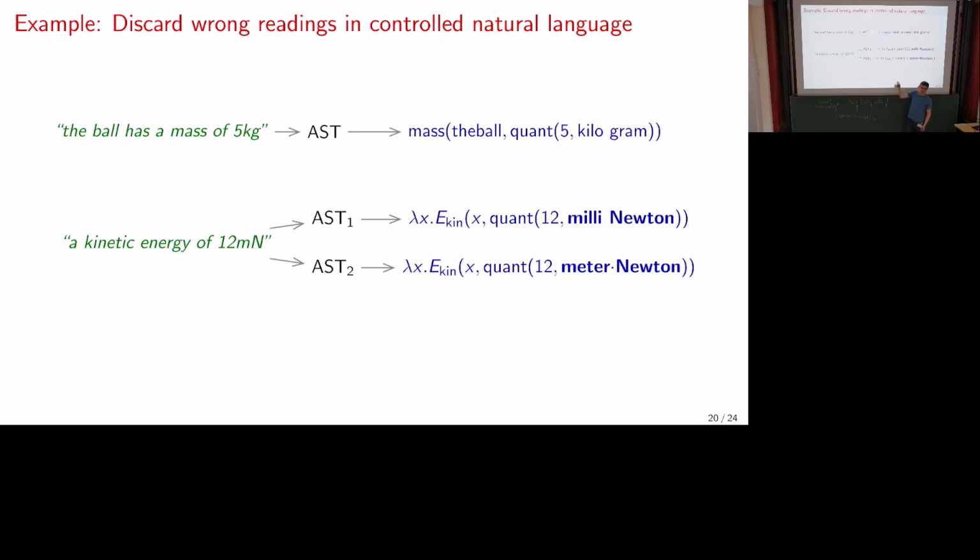So with GF we get two different readings, one for millinewtons, one for meter newtons. We get two different logical expressions. But if you think about it, one of them doesn't make sense. If we have an energy, millinewtons measures a force, the physical dimensions don't match up here, so this is nonsense, and we should just discard it. And so we can use LP, we can implement a checker for the physical dimensions, and discard the bad reading.